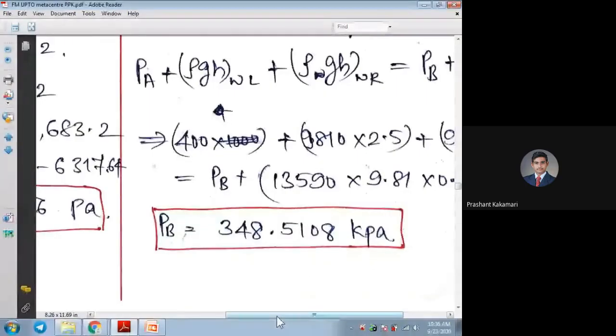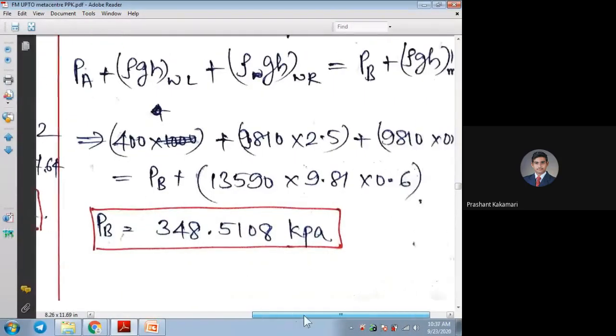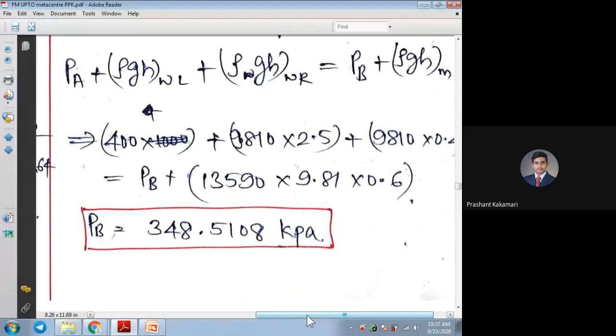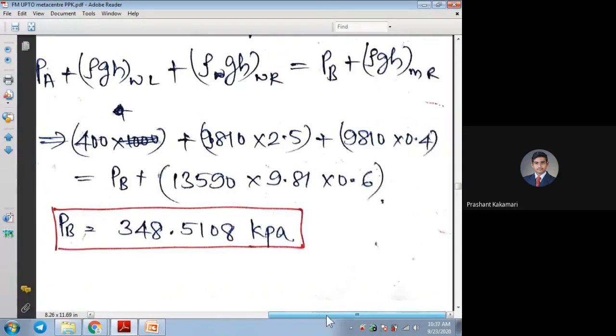So here we all need to practice so that we can understand the procedure. Take the density of mercury given in the problem, because we cannot assume the standard 13,600 here. In the problem they have changed the values a little bit, 13,590.